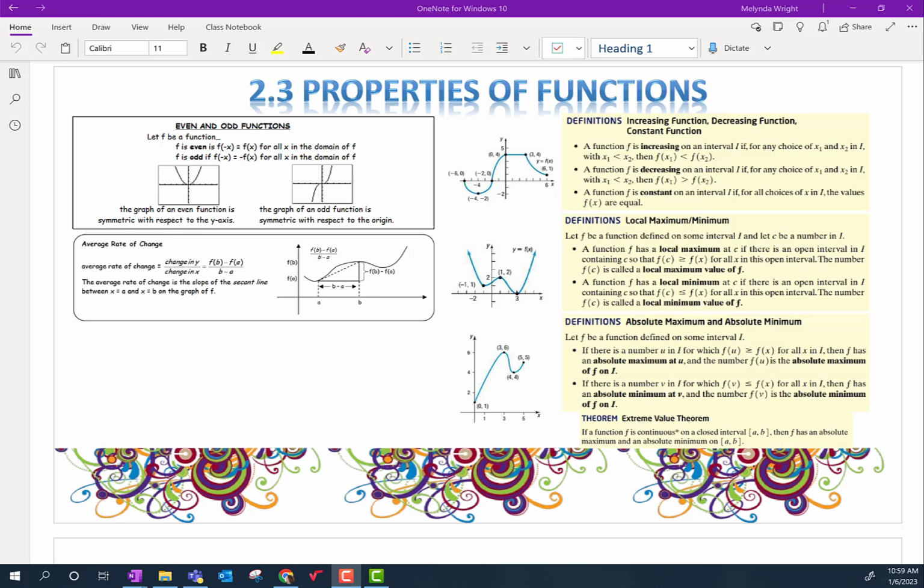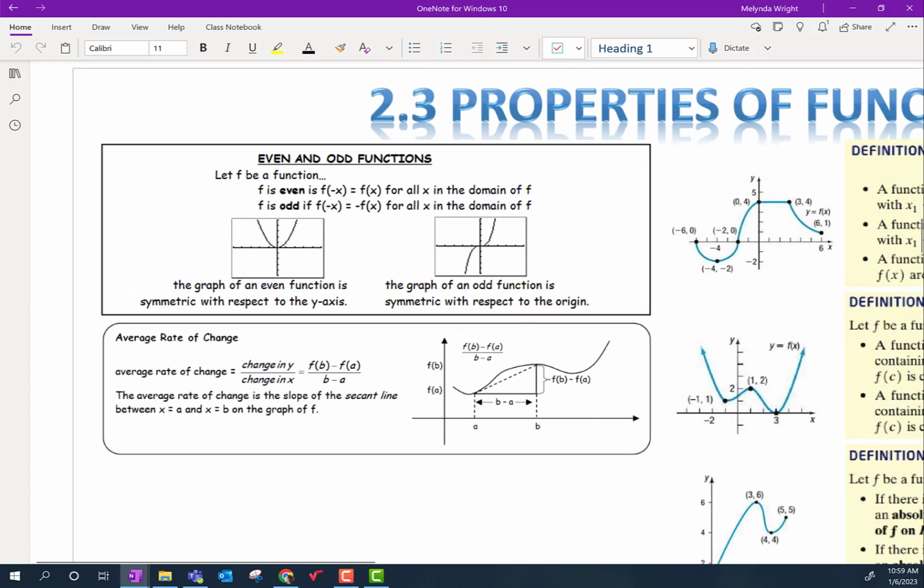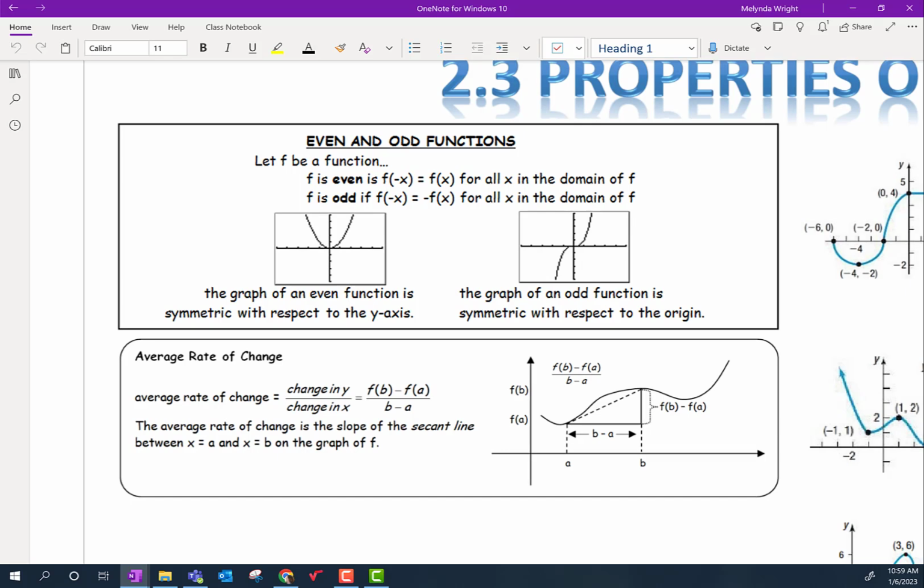All right, let's take a look at our lesson for today. We're going to look at properties of functions. Let's zero in. The first thing we're going to look at is the difference between an even and odd function. We did talk about this last year. You may or may not remember.